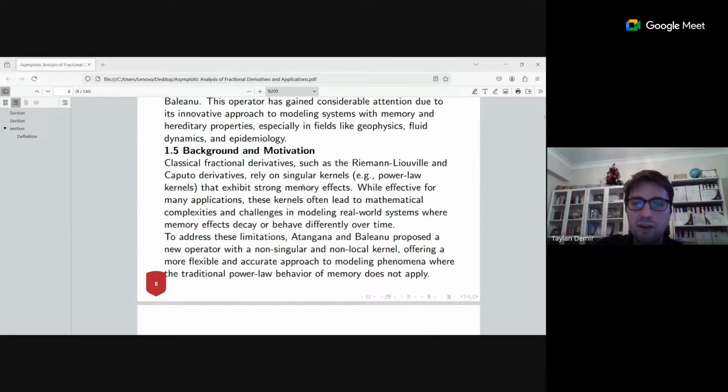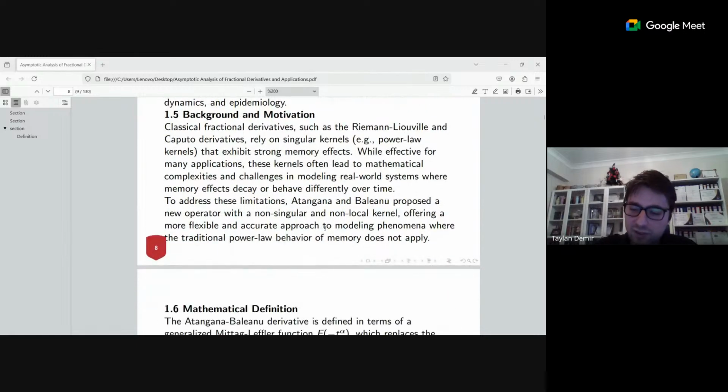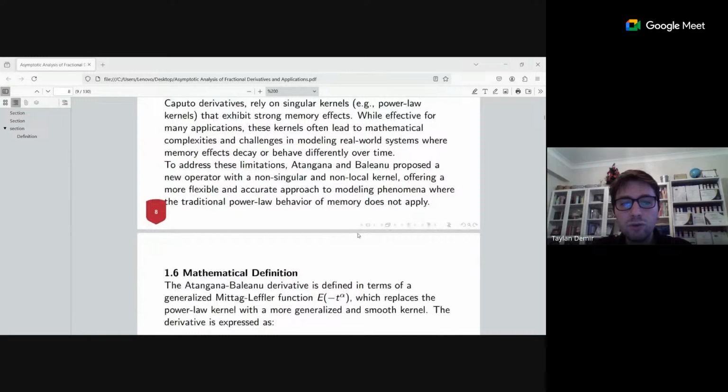In the background and motivation, classical fractional derivatives such as the Riemann-Liouville and Caputo derivatives rely on singular kernels, for example power law kernels, which exhibit strong memory effects. While effective for many applications, these kernels often lead to mathematical complexities and challenges in modeling real-world systems, where memory effects decay or behave differently over time. To address these limitations, Atangana and Baleanu proposed a new operator with a non-singular and non-local kernel, offering a more flexible and accurate approach to modeling phenomena where the traditional power law behavior of memory does not apply.